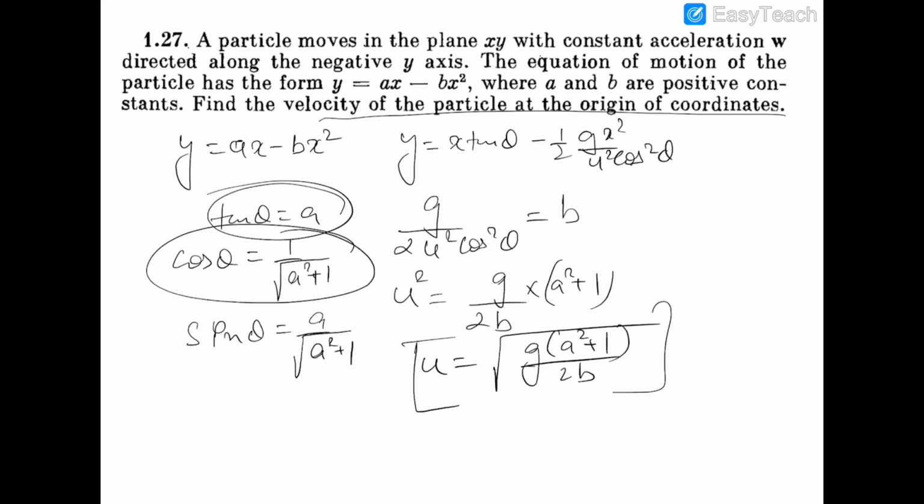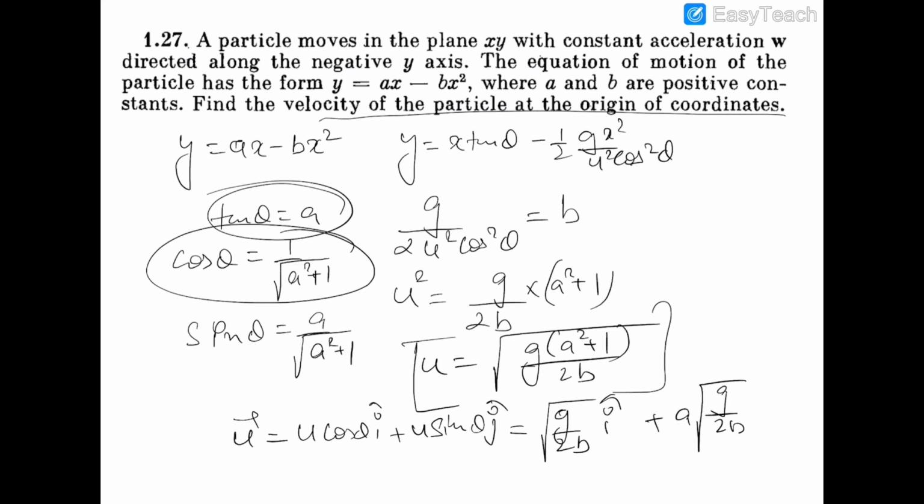So if we write this velocity in the vector form, then it would be u cos theta i cap plus u sin theta j cap. So this would be equal to under root of g by 2b i cap plus a under root of g by 2b j cap. Now let's move on to the next question.